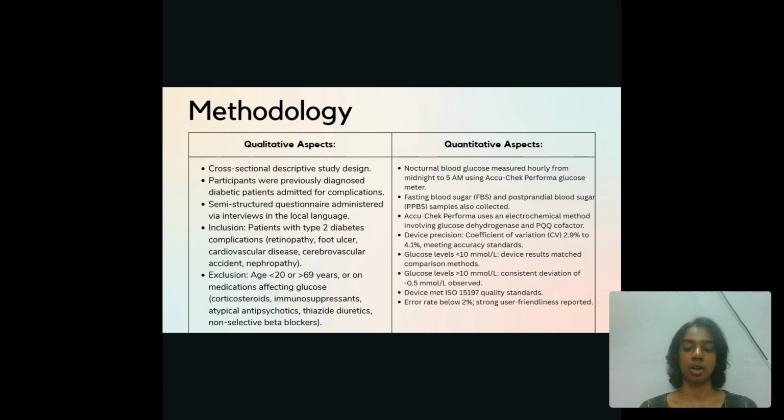Nocturnal glucose was measured hourly from midnight to 5 a.m. using the Accu-Chek Performance device, which offers reliable electrochemical readings. Fasting and postprandial samples were also collected for comparison, but extensive analysis was not carried out for the same.